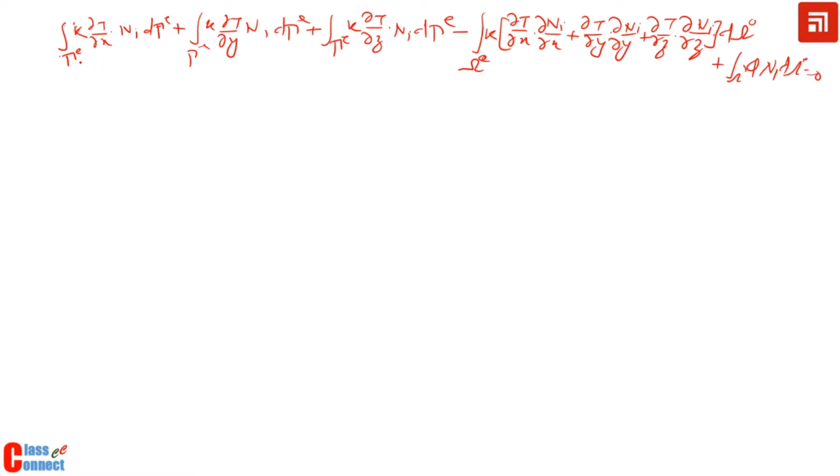Now we can focus on this term, and I can write this as qx, that is equal to minus k del T over del x. Qy I can write as minus k del T over del y. Qz I can write as minus k del T over del z. So these are the heat flux.